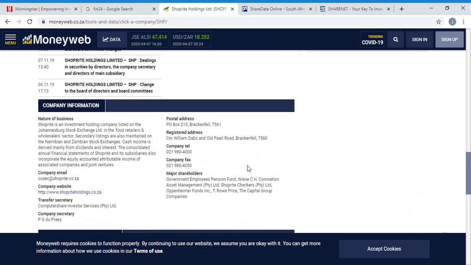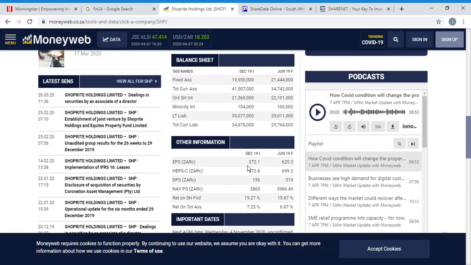If you scroll down, okay, before we go further down, if you check on your left, you've got latest SENS. This is the latest Stock Exchange News Service. So this is the news from the JSE, the corporate news that has to do with Shoprite specifically. You can see the dates and the times that they were released. Most recently, on the 26th of March, there was a director dealing. So this means that a director was either buying or selling shares of the company.